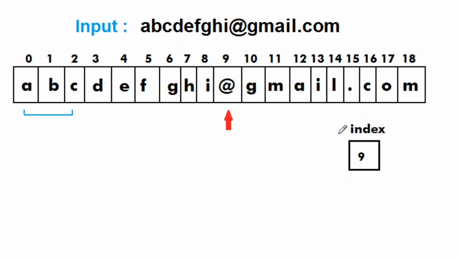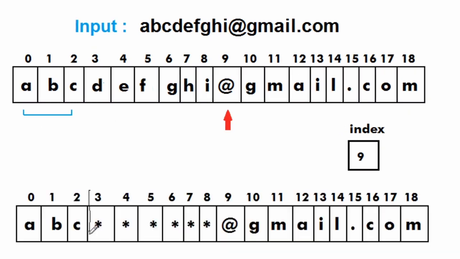So now as you can see, this index 9 is greater than 5. So what we will do, we will simply replace all the characters in the first part with star except A, B and C. So this is how we are going to solve this problem.